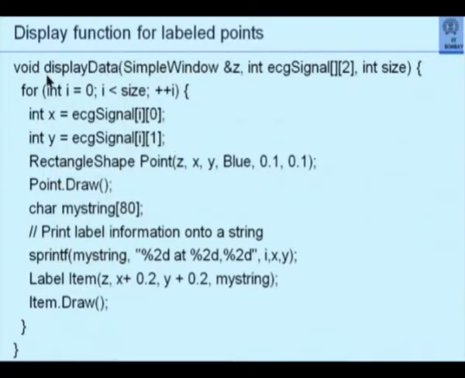Here I am defining a function called display data. This is my function. What are the parameters of display data? First parameter is a pointer to simple window. So whichever window I want to display data in, W, HW, W1, whatever. Then I have an integer array. It is a multi-dimensional array, many rows and 2 columns. The 2 columns will contain x coordinate and y coordinate. These are the electrocardiogram points that I have got. I call them ECG signal.